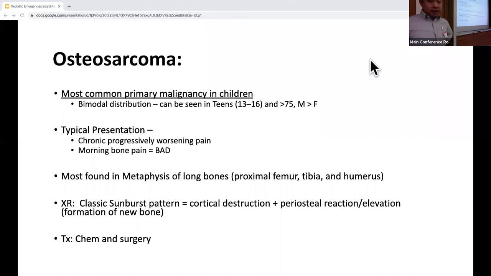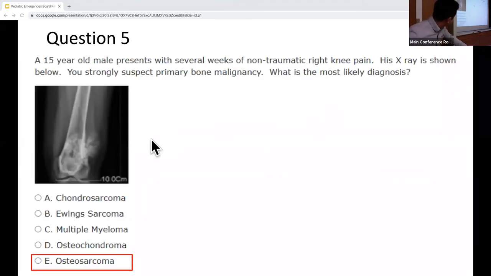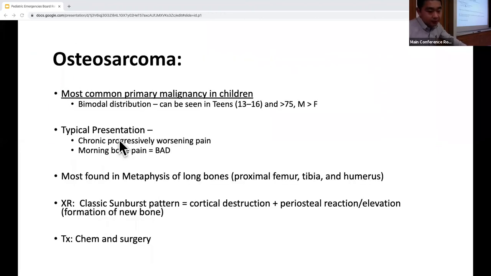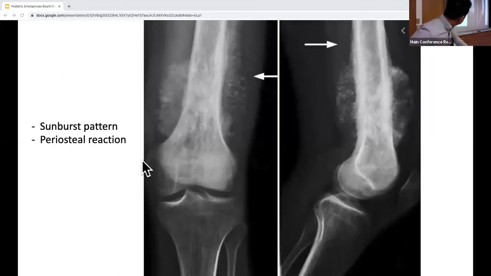So osteosarcoma, yeah, we sort of went over that. Typically, you'll have progressively worsening pain, some morning bone pain, usually found in long bones, so femur, tibia, the humerus, and you'll see this classic sunburst pattern. So if you go back, you can see it's just going out everywhere, looking like a sun. And then you're going to have chemotherapy and surgery for it. So yeah, here's the periosteal reaction sunburst pattern. You can see it better here.